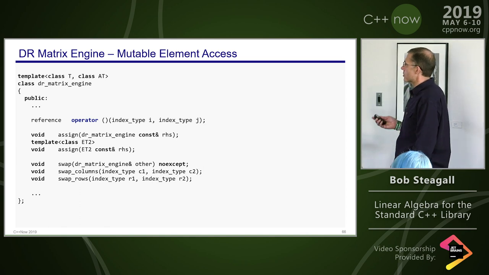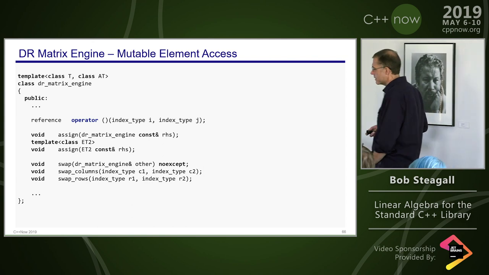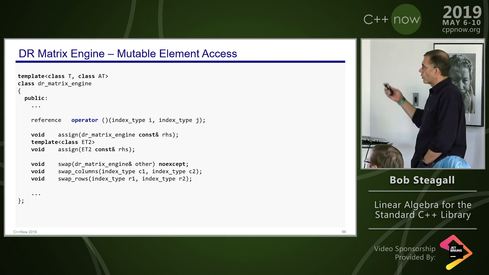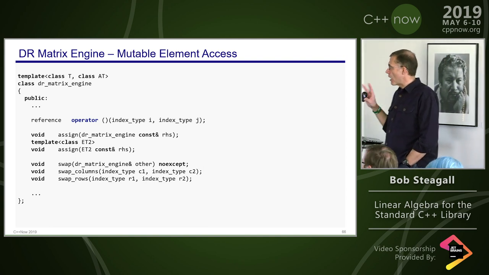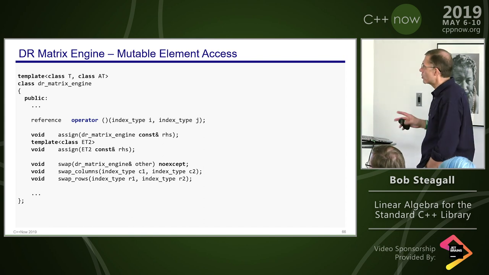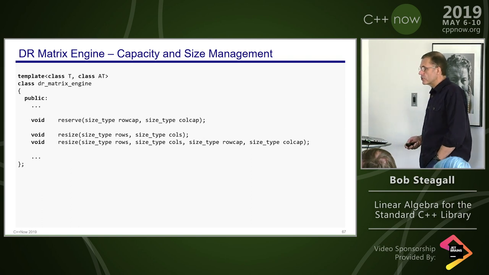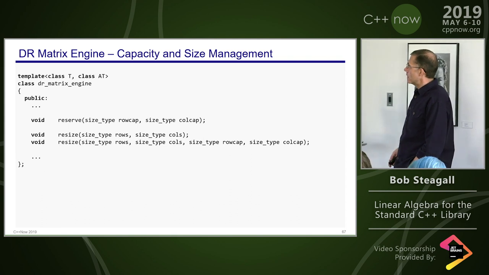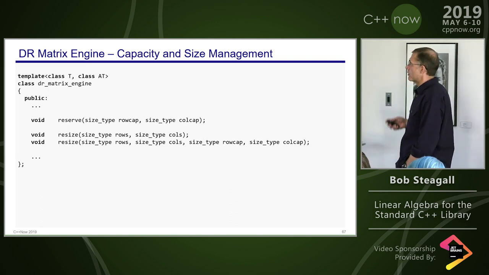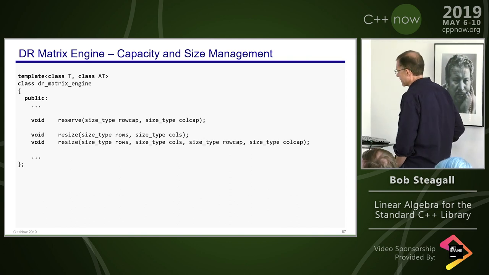Mutable element access. So there are some member functions here for mutating and moving around the elements of the engine. We have, of course, mutable referencing. We have functions for doing assignments and swaps, swapping the contents of two engines, swapping two columns, swapping two rows. We also have functions for reserving excess capacity and for resizing to a specific number of rows and columns, or resizing to a specific number of rows and columns and specifying excess capacity at the same time.